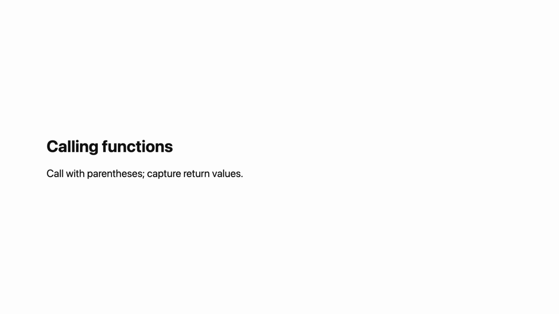To call a function, write its name followed by arguments in parentheses. greet() calls the greet function with no arguments. add(5, 3) calls add with arguments 5 and 3. The function executes. If it returns a value, you can use it. val sum = add(5, 3).